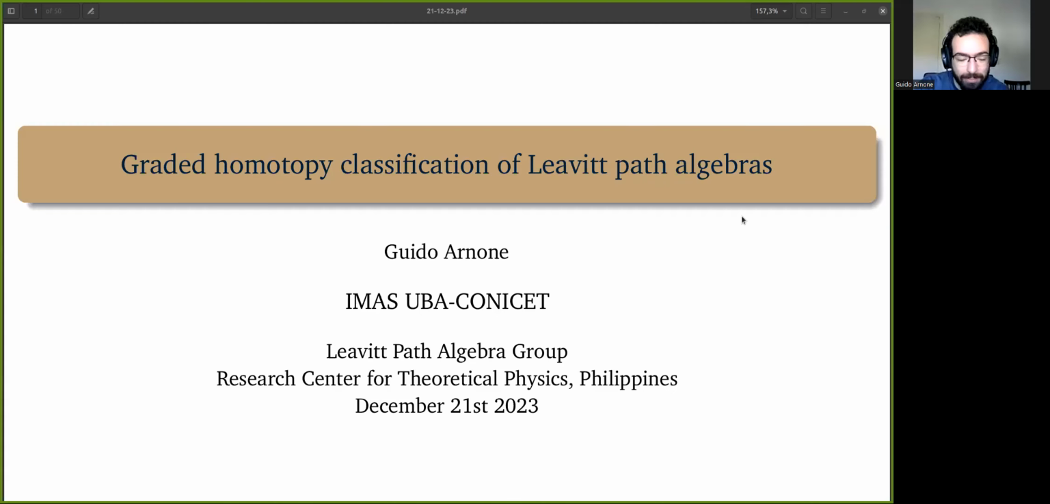For the invitation. So, as the title says, what I wanted to speak about today is graded homotopy classification of Leavitt path algebras. And even though this is organized by a Leavitt path algebra group, I figured we could start by setting some common conventions. So I'm going to briefly recall the definition of a Leavitt path algebra and then move on to this problem that I am interested in talking about.